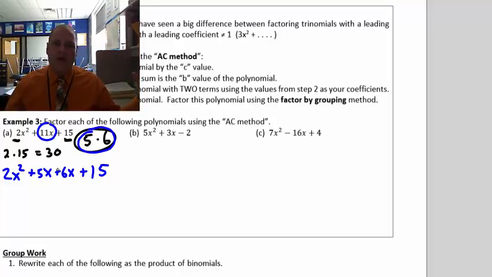Why would I want to make it more complicated? Because now you can use the grouping method we just learned above. So if you like that factor by grouping, you can do it now. What's a common factor here? X. What's left? 2x plus 5.